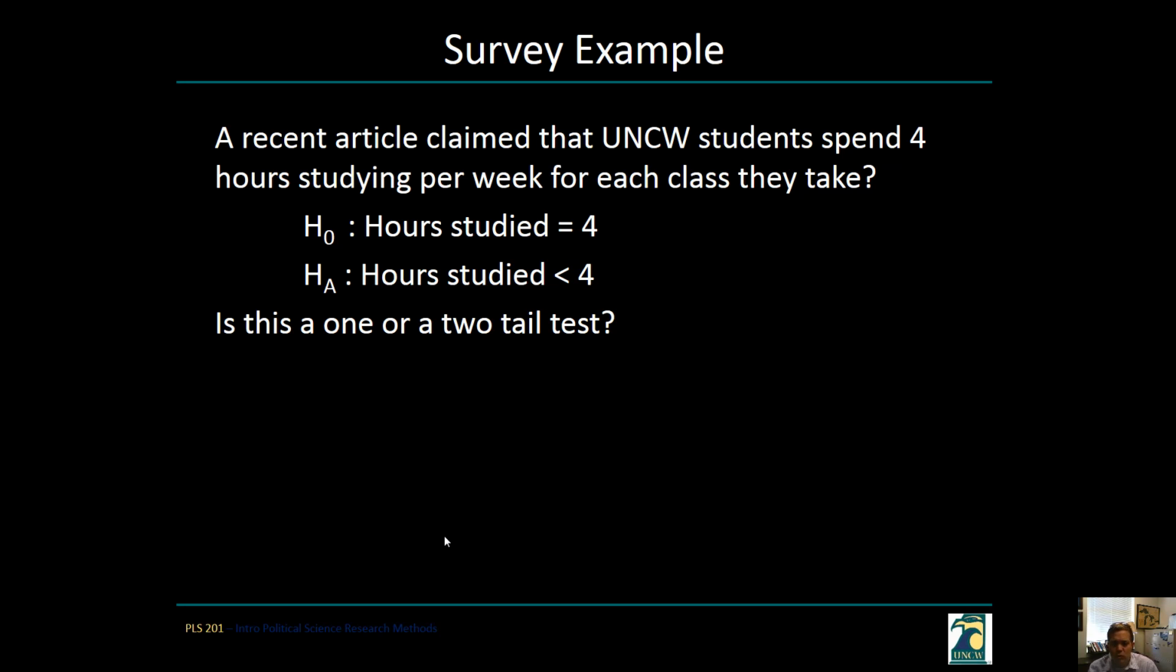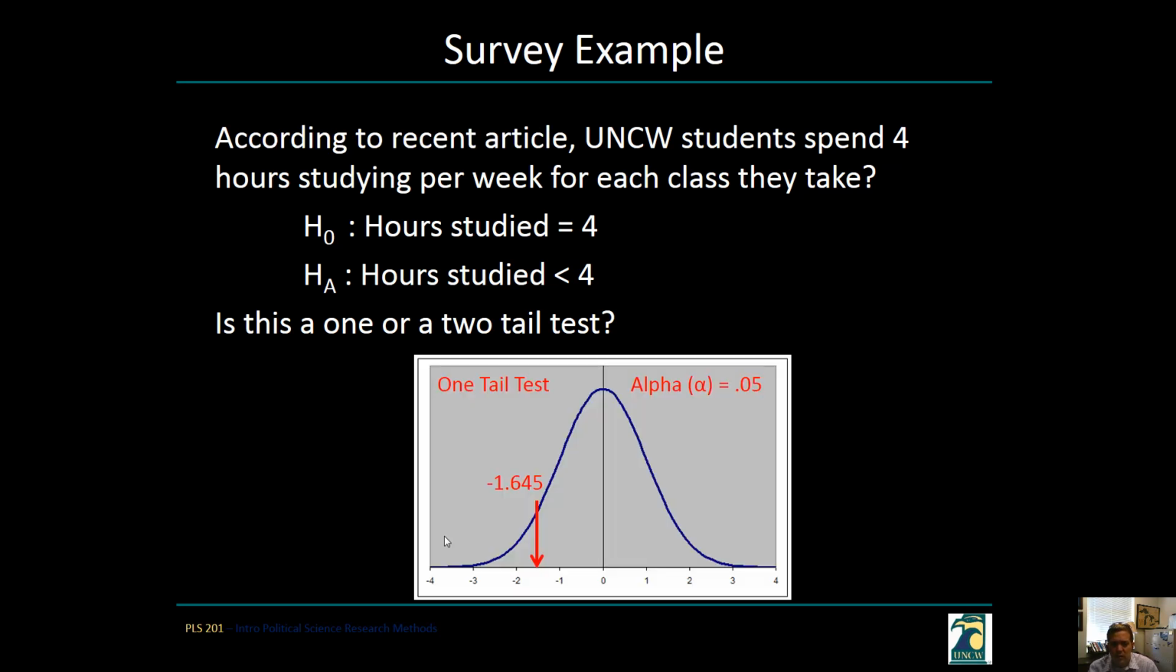As soon as you determine it's a one-tail test, we're going to jump to this figure. Here is our one-tail test. Because it's less than 4, we're putting the critical value on the left-hand side. This is a one-tail test. We're willing to be wrong 5% of the time. The critical value we know is negative 1.645.